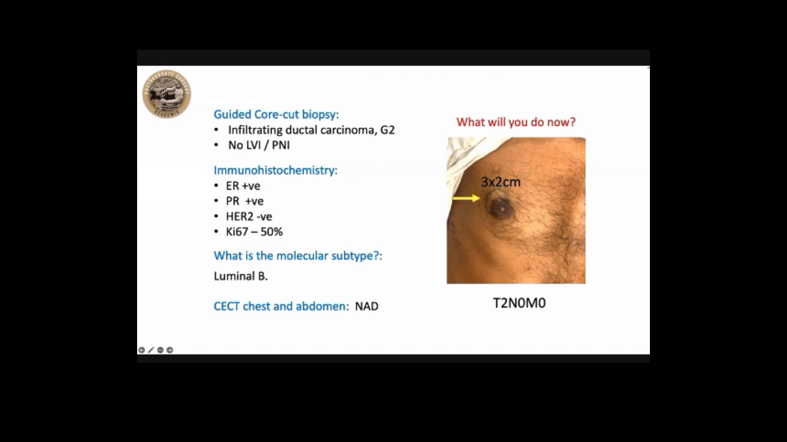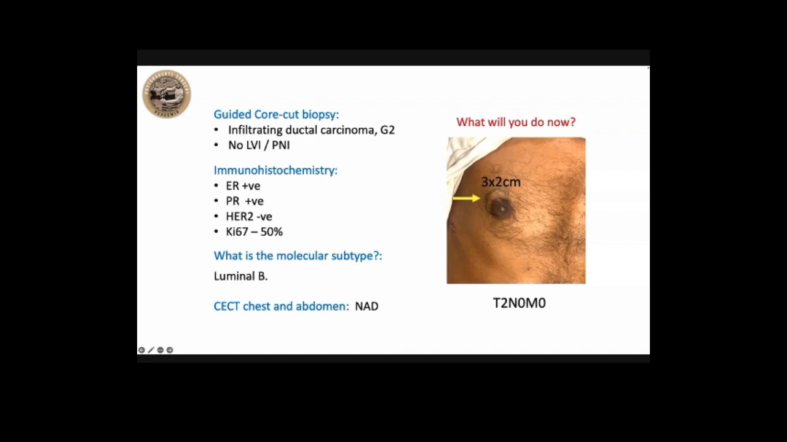Male breast cancer, 3 into 2 centimeter, not fixed to skin, not fixed to muscle. It is T2N0M0, molecular subtype luminal B. The patient wants BCS. We were in a dilemma whether that can be offered or not for this patient.